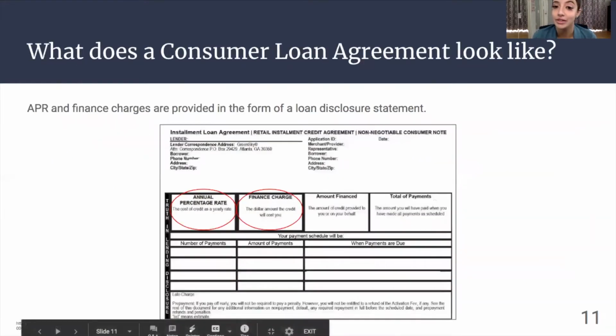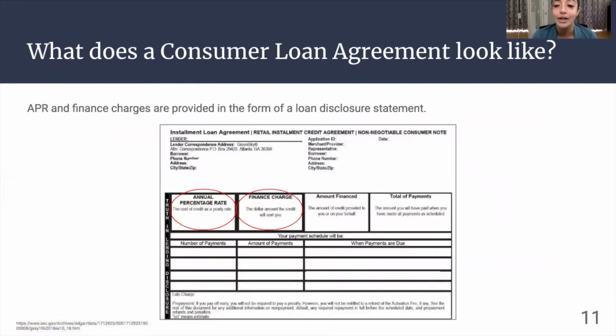In case you didn't know what a consumer loan agreement looks like, this is the top half of one. And as you can see, your APR and your finance charges are provided in the form of a loan disclosure statement. It actually says along the left-hand side, Truth in Lending Disclosure. So that is because of the Truth in Lending Act that the lender is required to show you these things front and center when you're signing that consumer loan agreement.